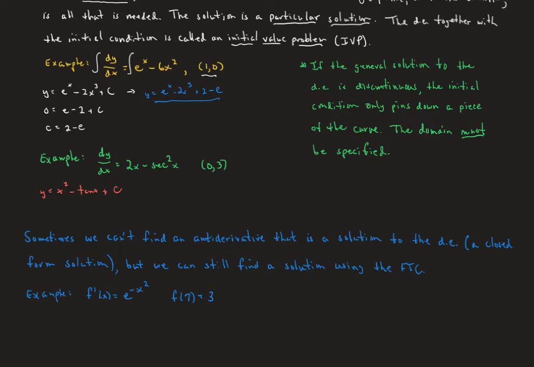The initial condition (0, 3) means that y is going to be 3. When we plug in 0 for x, we're going to get 0 squared is 0. The tangent of 0 is also 0, so that tells us that c is equal to 3. So we're going to get y is equal to x squared minus tangent x and then that plus 3.